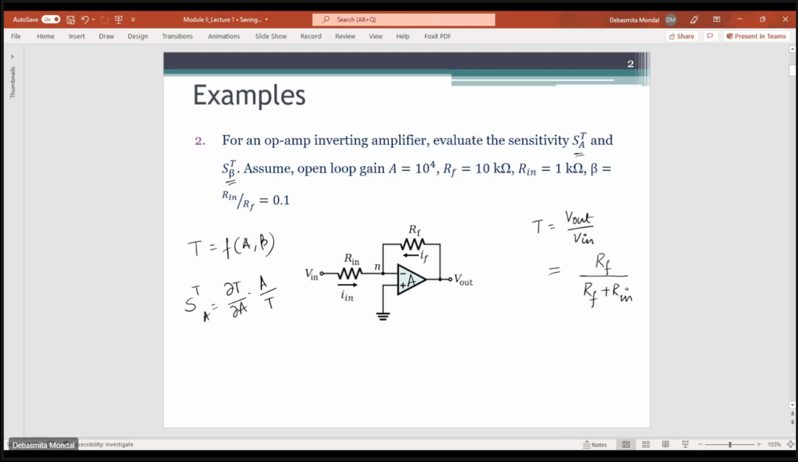You can substitute the value of RF and R in, divide them, and beta is given by R in by RF. So if you divide the whole thing, from your expression it will come as 1 plus R in by RF. That means this should come as 1 plus beta, according to your expression. But where is your A term? Have you considered A as infinite? Otherwise you should get a term A also.